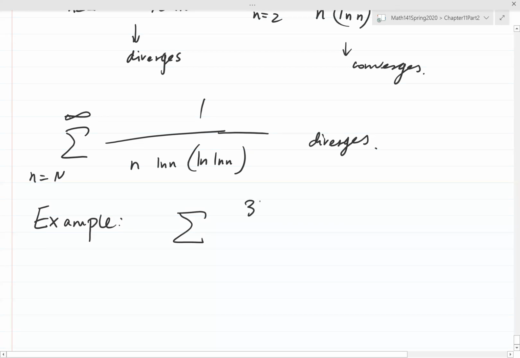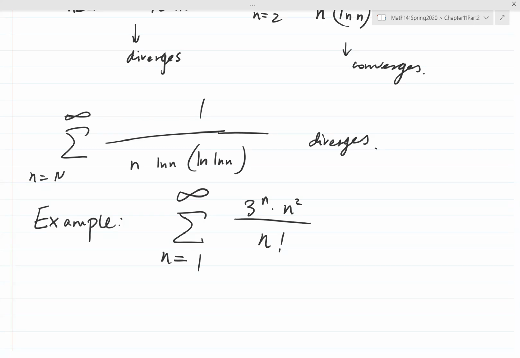Okay. Sum of 3 to the power n times n squared over n factorial, n from 1 to infinity. Here you see we have a complicated product and quotient of a factorial, an exponent 3 to the power n, and n squared. So in this situation, what we usually use is actually the ratio test. Okay, we try to use the ratio test.